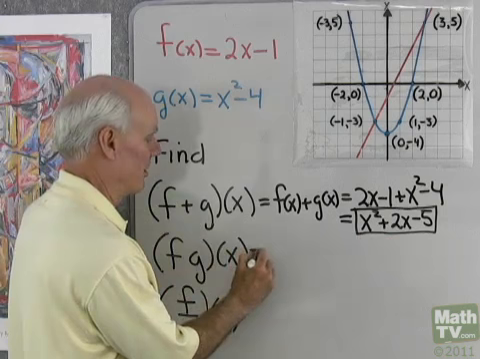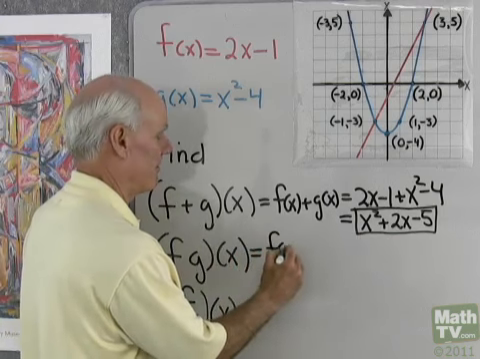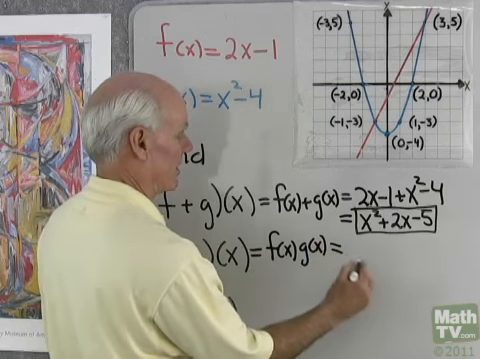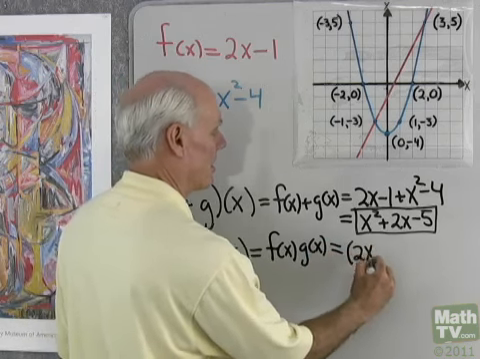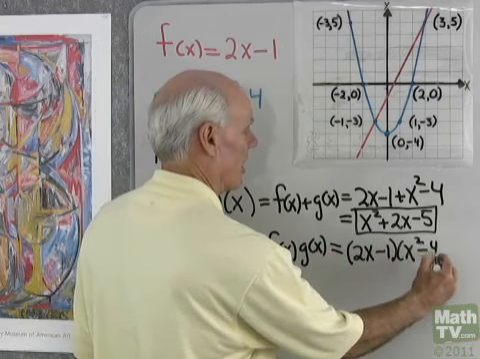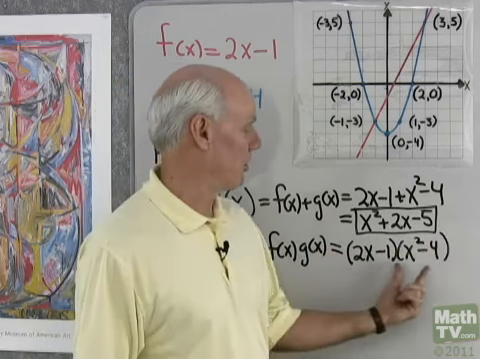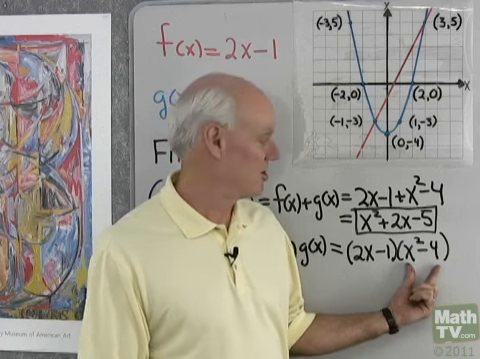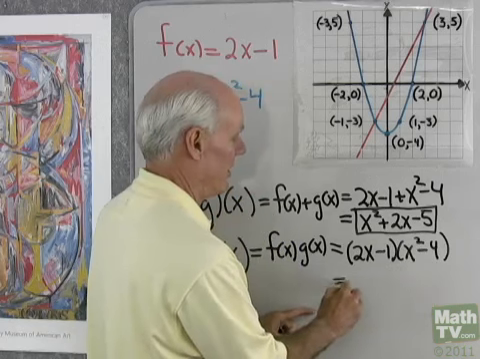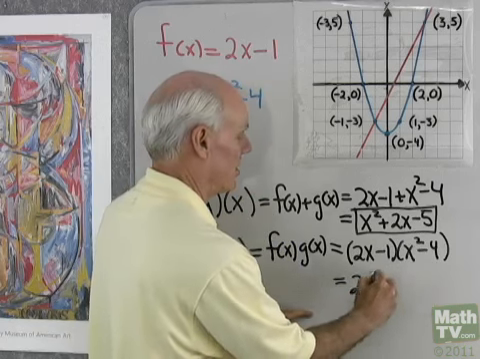Well, that's just going to be f of x times g of x. So let's move that down here. That's going to be 2x minus 1 times x squared minus 4. Okay, so I have to find the product of these two binomials right here. Pretty simple, I'll just multiply. How about 2x times x squared? That will give me 2x cubed.